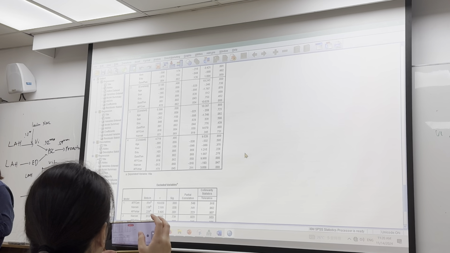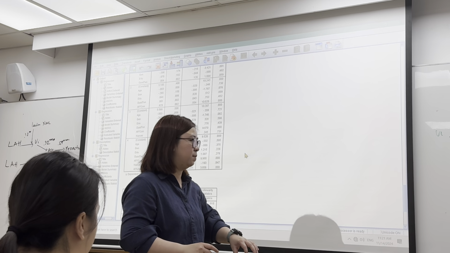Why partly supported? Because yes, the moderator did make the change. However, the direction is not the same as what I wanted. So I say partly supported. Okay? Partly and partially are different. Partially we use in mediation. I will talk about that later, or maybe next class.